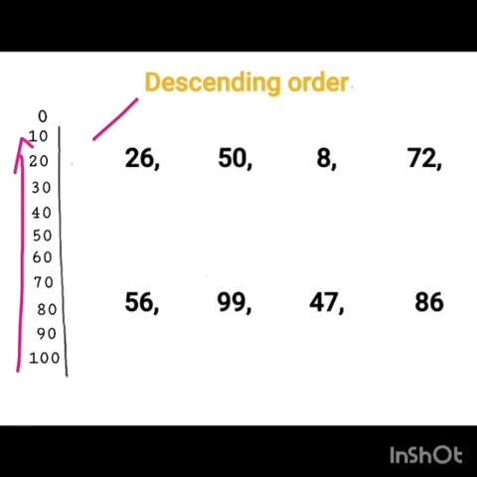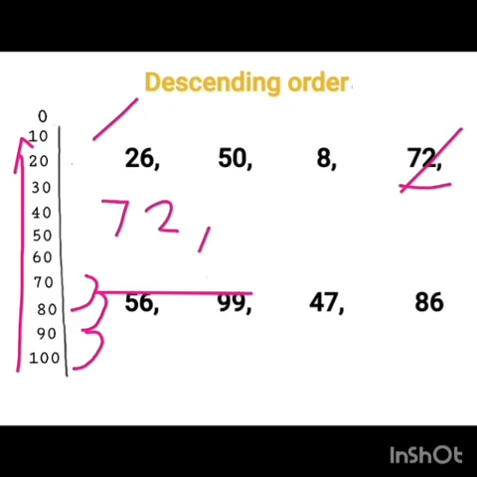So in this we will see from 100 and will go 100 to 90. Is there any number? No. 90 to 80, do we have any number? No. So 80 to 70, do we have? Yes, we have 72. So the first number is 72 and we cut it. Okay, now we have 6, 26, 50 and 8. So then we will go 70 to 60. Do we have any number? No. Then 60 to 50. Yes, we have 50. So we write 50 and we cut it.